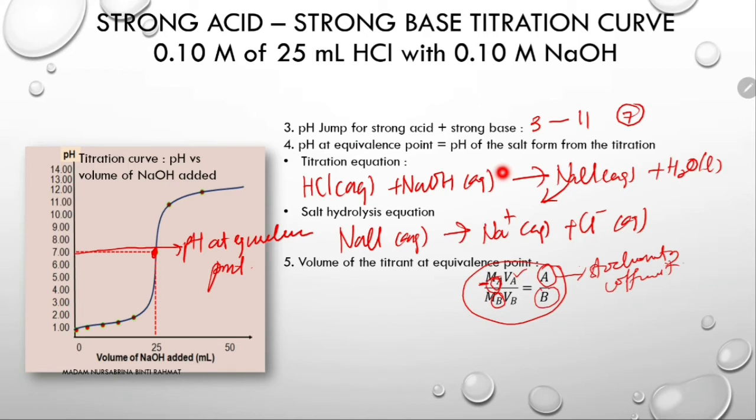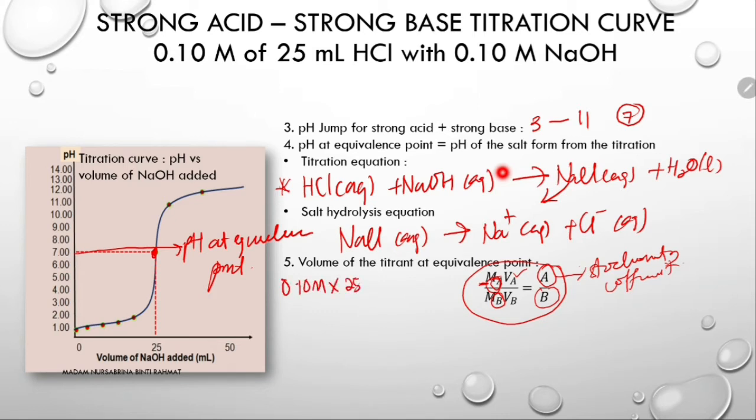So what is the value of the stoichiometry coefficient? You need to refer to the titration equation here. In this example, 1 mole of hydrochloric acid reacts with 1 mole of NaOH. So the molarity of my acid is 0.10 molar.